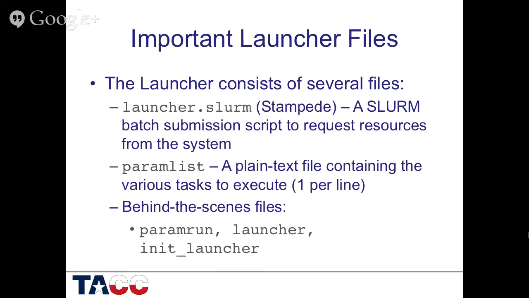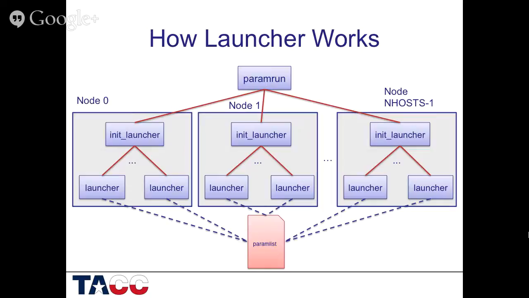So how does the launcher work? Well, like I said, we have this paramrun script, which basically has a list of all of the nodes that you've requested. Say I need to run 100 different jobs, and I'm going to use, in this case, maybe 2 or 3 nodes. What the paramrun is going to do is split out that work over those different nodes so that you can really take advantage of all of them. It runs this init_launcher script, which then forks off the launcher that reads your parameter list. And so it says, okay, I see that I'm task 0 or task 1. I'm going to go ahead and read the first bit out of that line, and they all kind of know where they're going to look in this parameter list that you created.